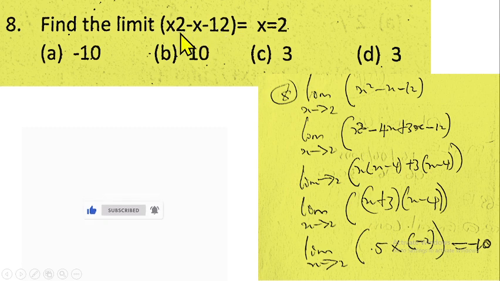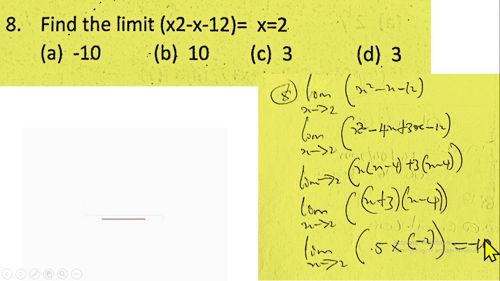That will be 4 minus 2, which is 2. Then 2 minus 12 gives us minus 10. Or better still, we can solve this quadratic expression by factorizing it. When you factorize it to this extent, put the limit of x to be 2. You have 2 plus 3, that will be 5. Then 2 minus 4 is minus 2.